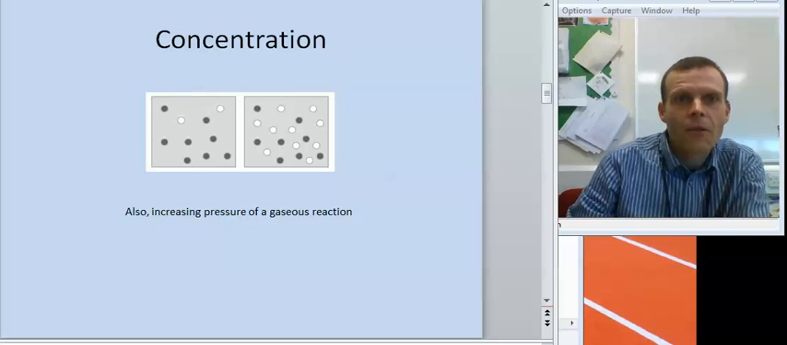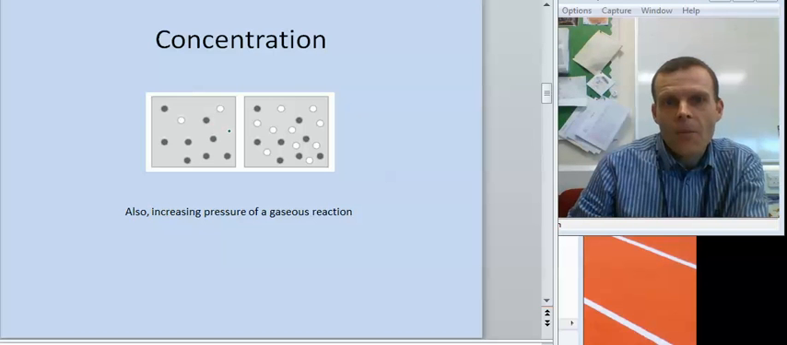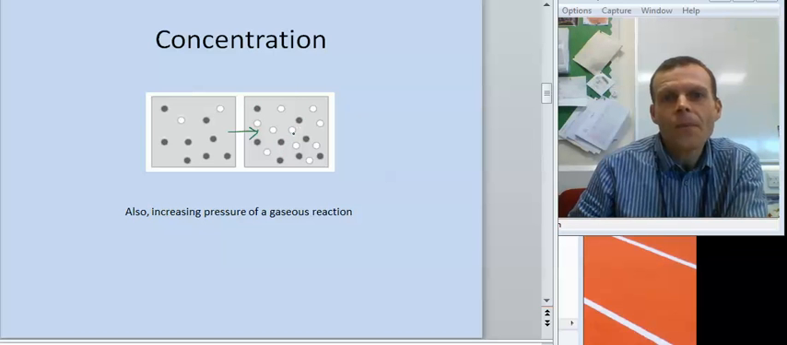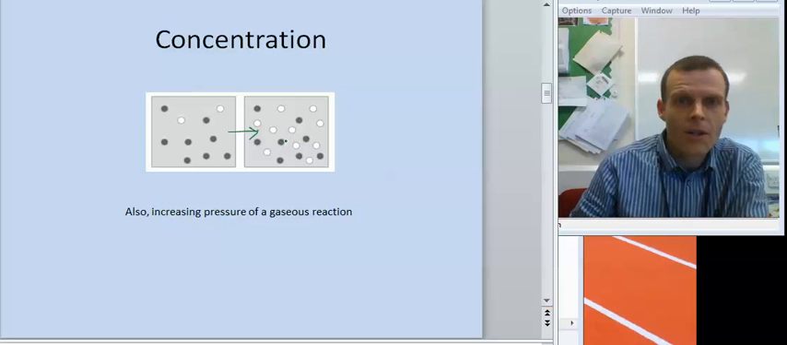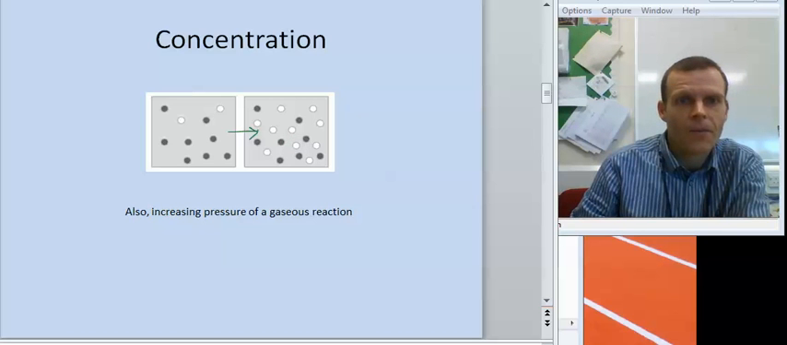So one factor that can affect the rate of reaction is concentration. As you can see here, going between these two pictures, I've increased the concentration. I've got more particles in this space, and as a result I've got more collisions. More collisions means I'm going to get a faster rate of reaction.